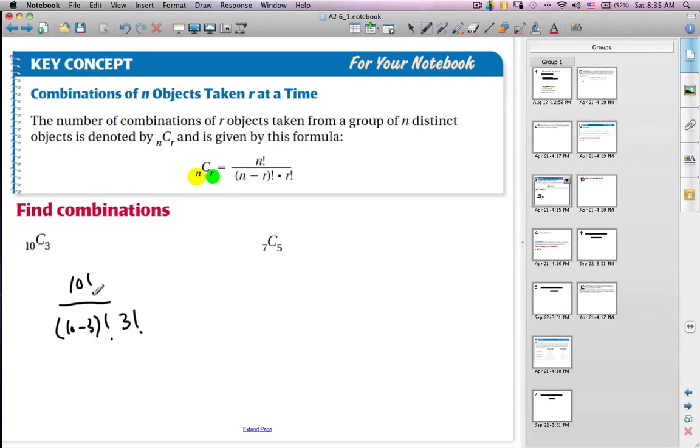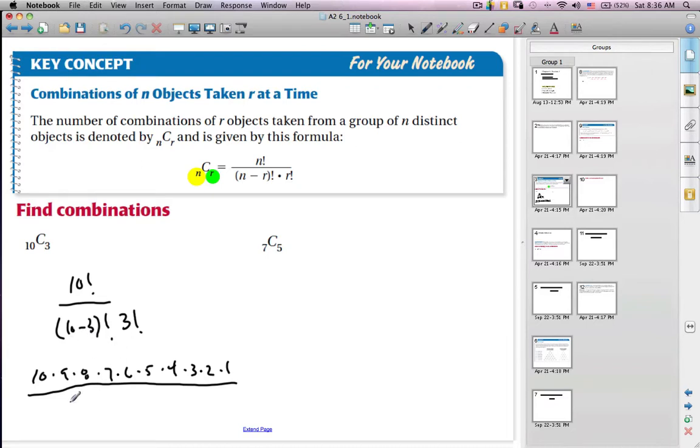But if I don't know what a factorial is, that doesn't help me. A factorial is the number shown times all of the integers below it, down to 1. So 10 factorial is 10 times 9 times 8 times 7 times 6 times 5 times 4 times 3 times 2 times 1. And you'll find on your calculators you have a factorial key. I don't use the factorial key much, and I'm going to show you why.